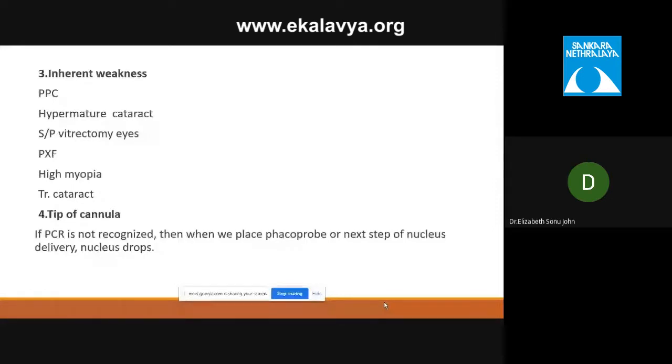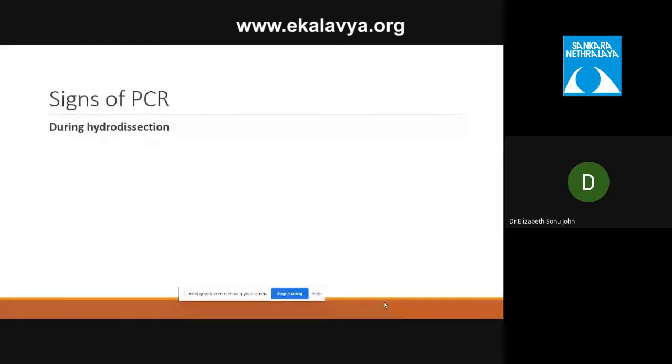So what are the signs of PCR? Can somebody say during hydrodissection, how can you suspect that there could be a PCR? A pupillary snap. Yes. What is pupillary snap? In a fully dilated pupil, if the PCR occurs during the hydrodissection, the pupil becomes small at once and the anterior chamber depth also decreases, then it shallows and the pupil dilates again. So that is the pupillary snap sign.